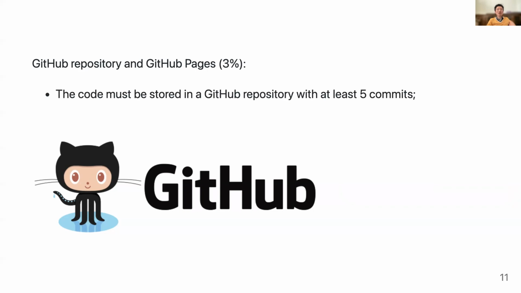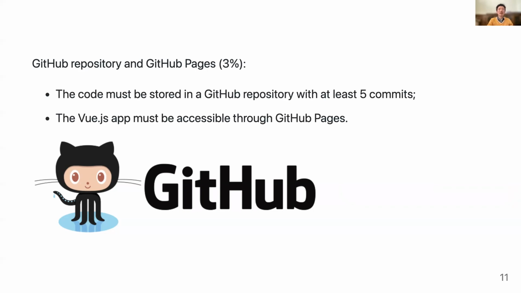So you need to store it on GitHub, with at least 5 commits, and you want to make the view pages accessible through GitHub Pages. We'll cover in the lecture how to use GitHub and GitHub Pages. GitHub, as we explained with Git, is like the online storage which allows you to save your Git repositories, which is basically a history of your code changes.